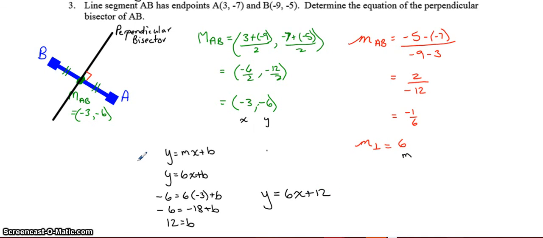So that's the equation of a perpendicular bisector. Make sure you look at your notes from Unit 1, and you can also find the equation of a median and an altitude.